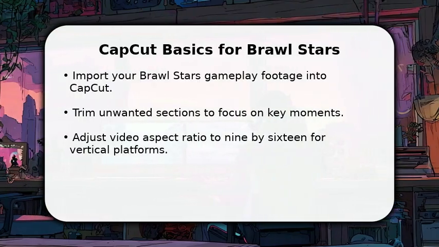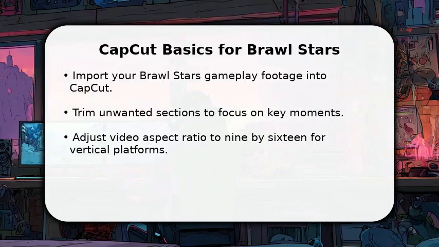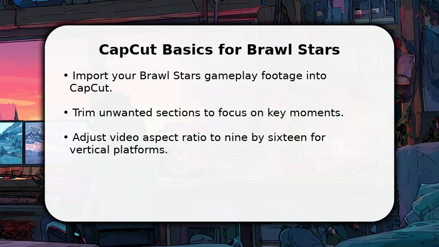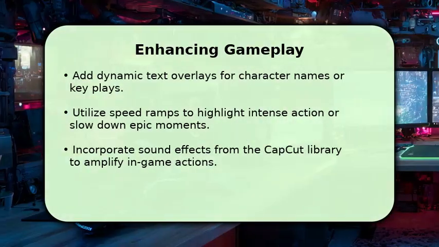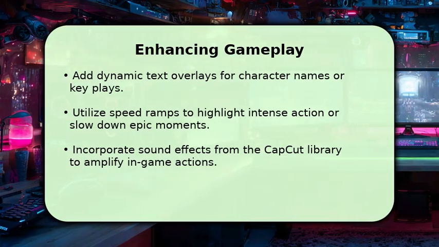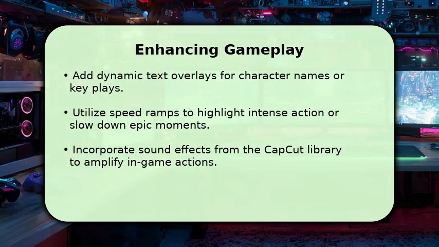Remember to set your video's aspect ratio to 9:16, which is perfect for vertical platforms like TikTok or YouTube Shorts, ensuring your content looks great everywhere. To make your Brawl Stars video pop, start by adding dynamic text overlays for character names or crucial plays. This helps viewers follow the action.